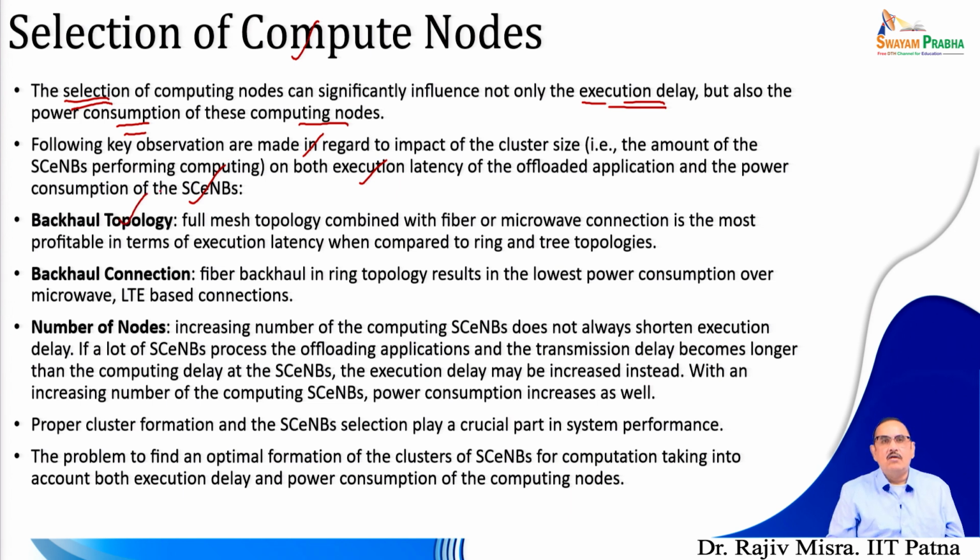Let us say that backhaul topology, fully mesh topology combined with the fiber or the microwave connection is the most profitable in terms of execution latency when compared to the ring and tree topology. Backhaul connection, fiber backhaul in the ring topology results in the lowest power consumption over microwave and LTE based connections. Third one is the number of nodes.